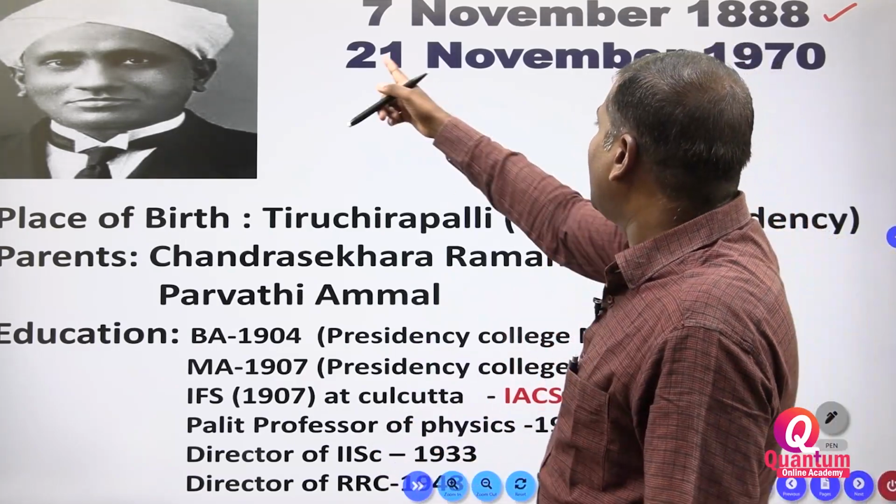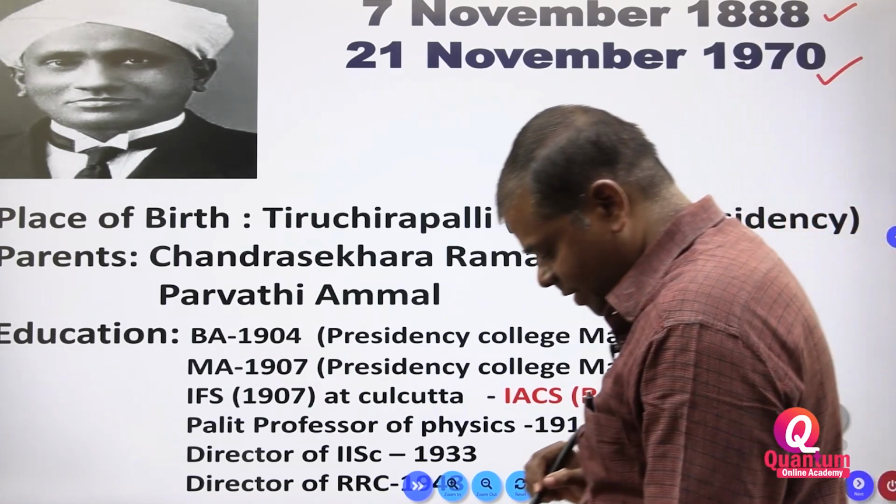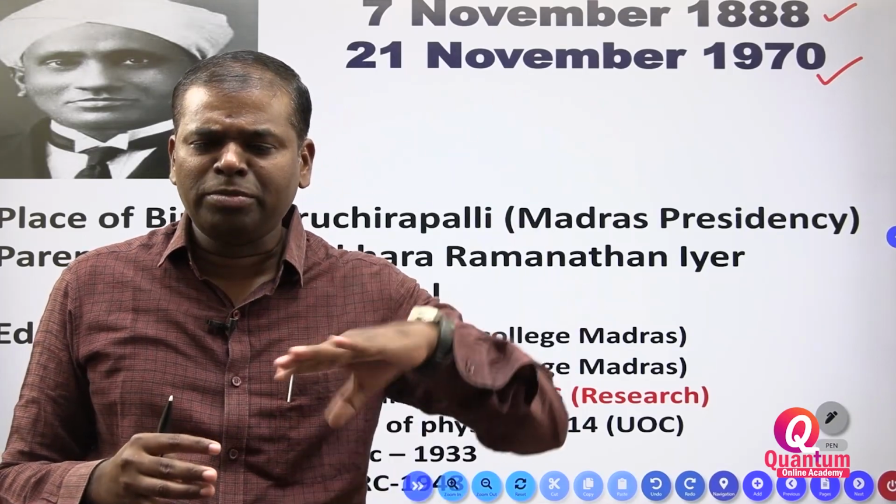Where was he born? He was born in Tamil Nadu, in British India at that time. He died on 21st November 1970. He was one of the most intelligent people in India, also from Tamil Nadu. So there are three specially intelligent people from Tamil Nadu.